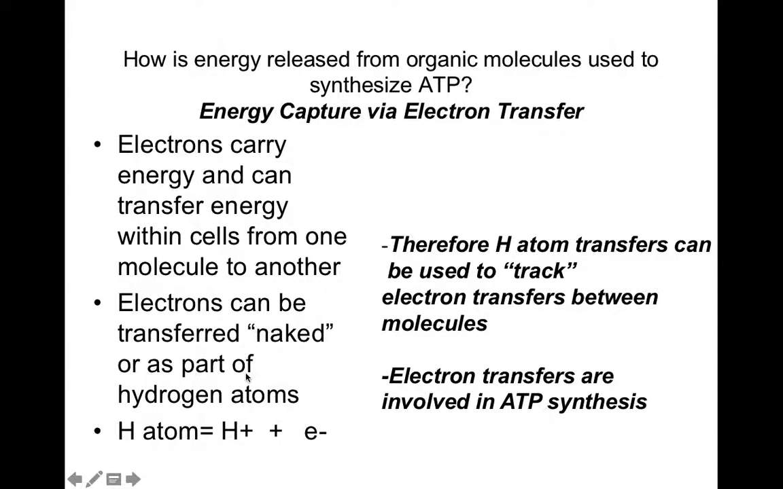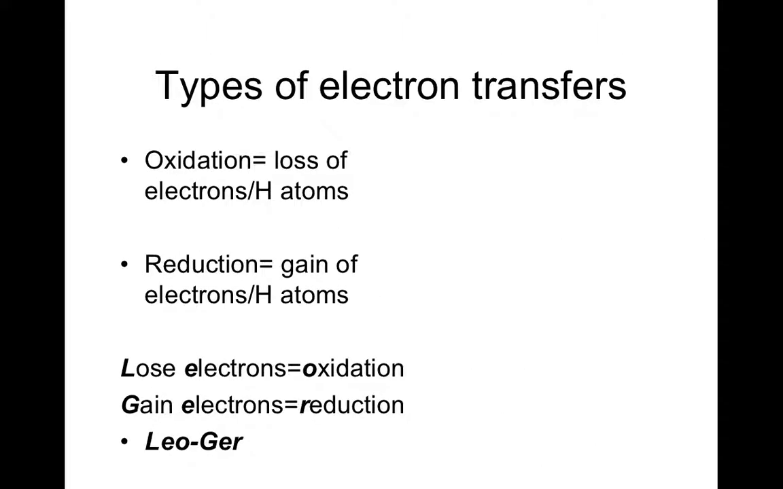Now, electrons can be transferred as just naked electrons, or they can be transferred as part of a hydrogen atom. Because remember, a hydrogen atom is a hydrogen ion, a proton, and an electron. So in our reactions, we can watch the transfer of electrons or hydrogen atoms to observe the transfer of energy. And again, the reason this is important is electron transfers are crucial in ATP synthesis.